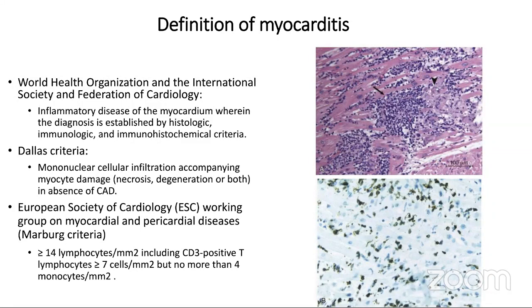In addition, the sensitivity of the Dallas criteria is low, even beyond the sampling limitation of the endomyocardial biopsy, inherent due to hematoxylin and eosin staining of the myocardial tissue in the histology. This led to improvement by introduction of immunophenotyping of the cells and immunohistochemical staining, which led to introduction of Marburg criteria in 1996, defining myocarditis as the presence of infiltration of at least 14 lymphocytes, predominantly T lymphocytes, of them a maximum of 4 macrophages.